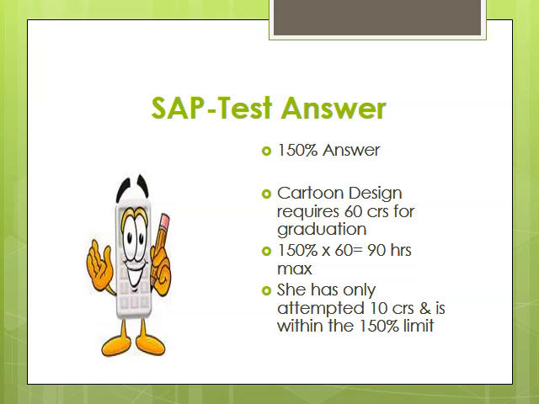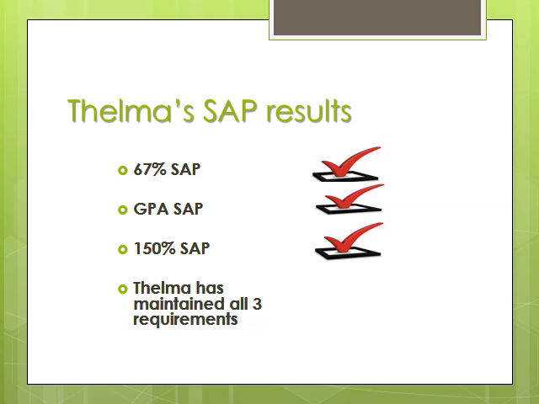And the last part of the SAP is 150%. Since cartoon design requires 60 hours, we will multiply 150% times 60 hours to come up with the maximum hours that she could possibly attempt. That is 90 hours. She's only attempted 10, so she's well within the required maximum, so she passes 150%. As we look at all 3 components of the SAP, Thelma passes each individual one. So, in the future semesters, she's going to be just fine for financial aid.